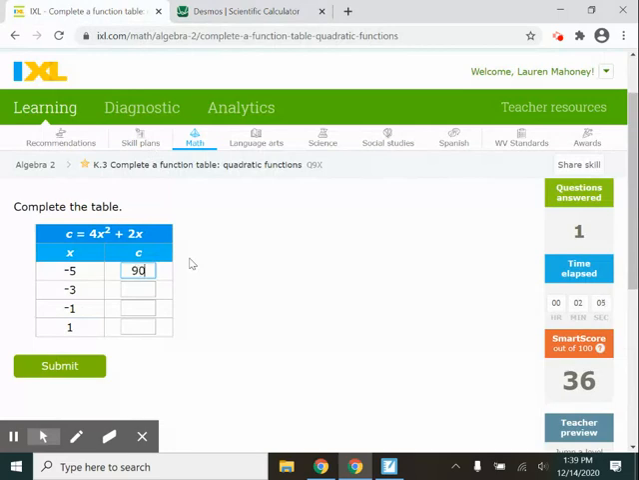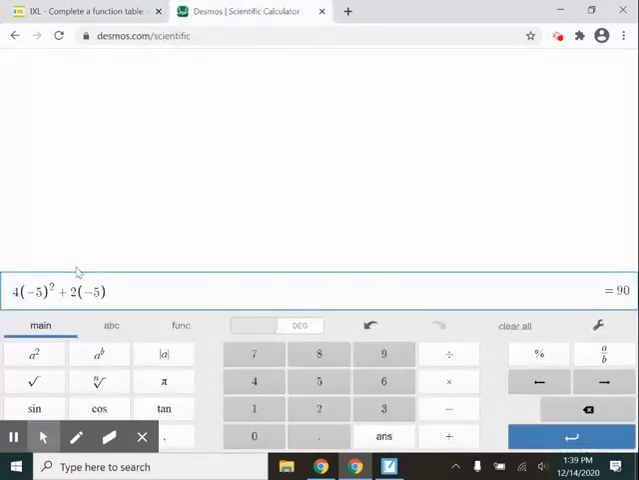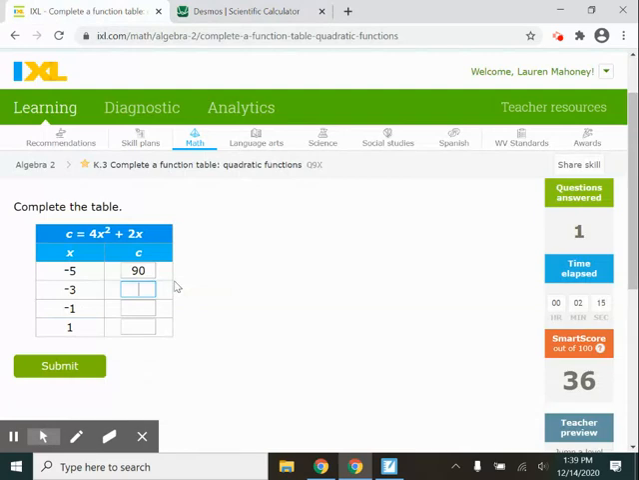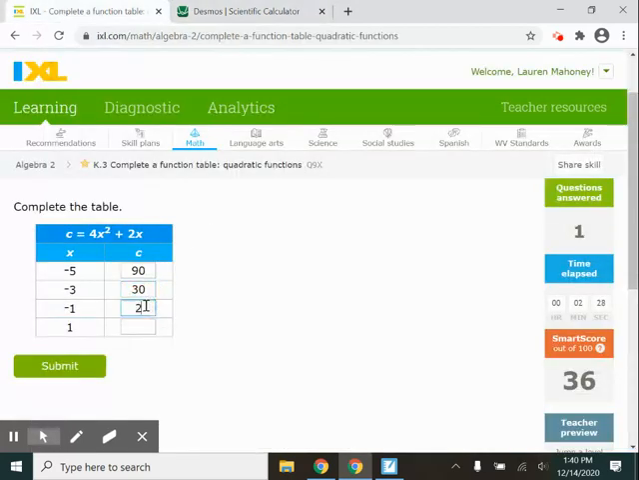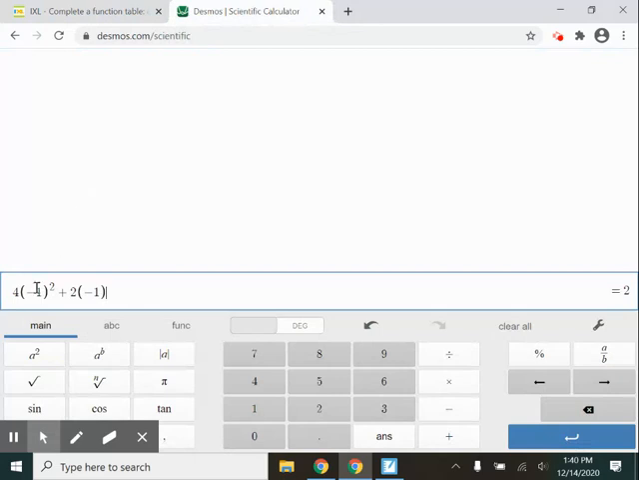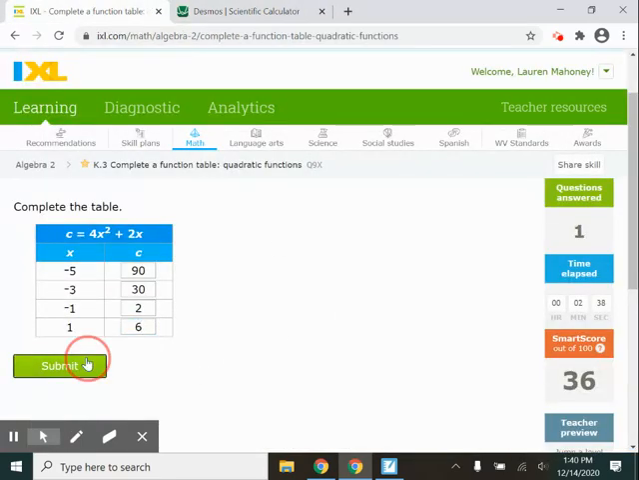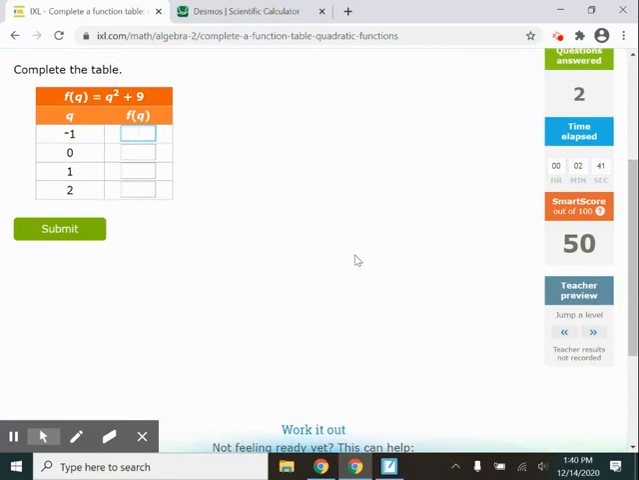So I go to my table, and I put in 90. -3, again, I have to change both of them. -3s, and I get 30. Desmos is really nice because it instantly is going to tell you what your answer is. Just make sure you don't look at the answer until you update both things you need to update. And I have a 2. And then if I come down here and get rid of the negatives, it's going to give me a 6. Okay, so that one was good.